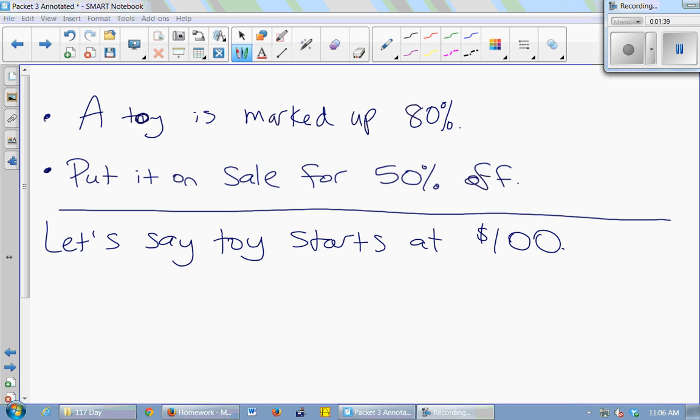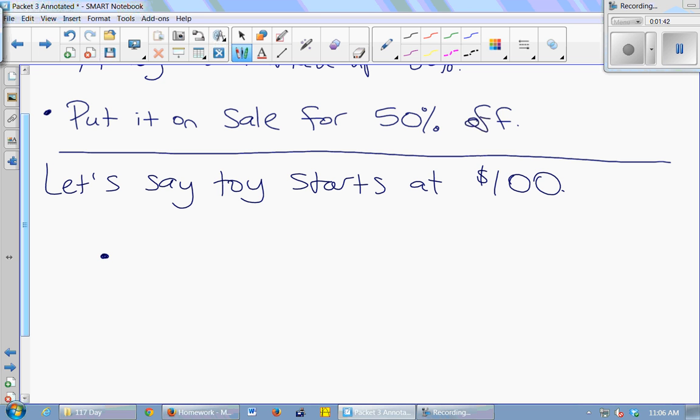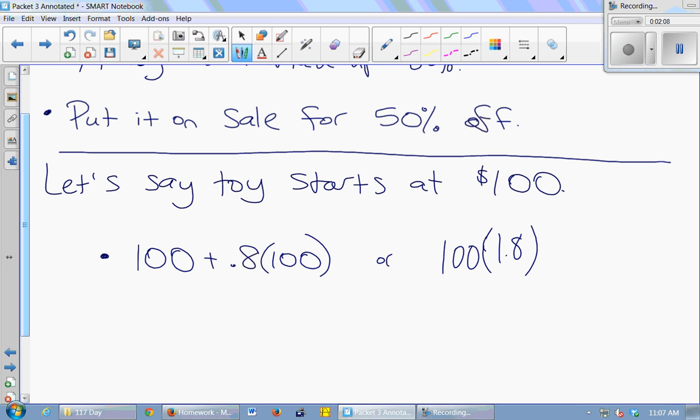All right, so if we mark it up 80%, the first thing that happens is that we have to increase this price by 80%. How do you increase a number by 80%? Times it by 0.8 and then add it to the original price, right? So I could do the original price plus 0.8 of the original price, or you can do the original price times 1.8. Those will get you the same thing. So that should come out to $180. So the wholesale price of the toy is $100. The toy store is selling it for $180.